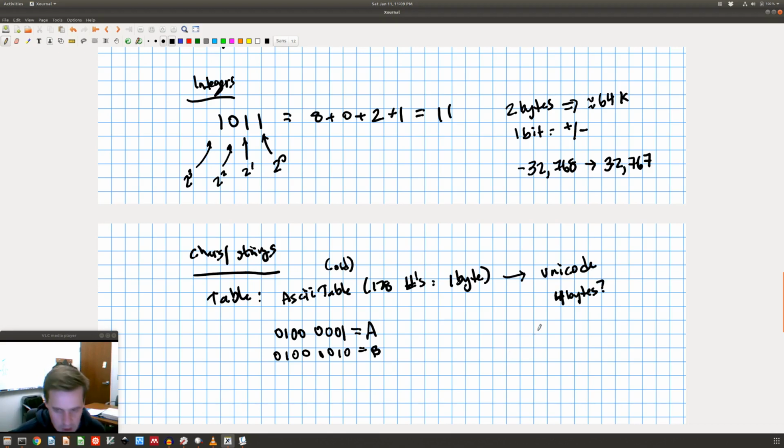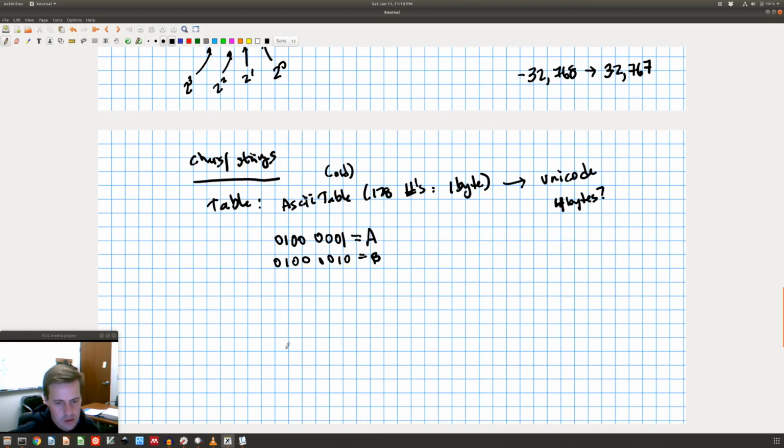If it's 4 bytes. But now the table is called Unicode, and what that allows you to do is have a lot more characters that you can store. So you can have emojis, all right, if you have Unicode. You can store those things in a table. And a string is basically just a sequence of characters. Okay, so a single character would be stored by 1 byte, and then you'd have a sequence of characters so you could build up A, B.